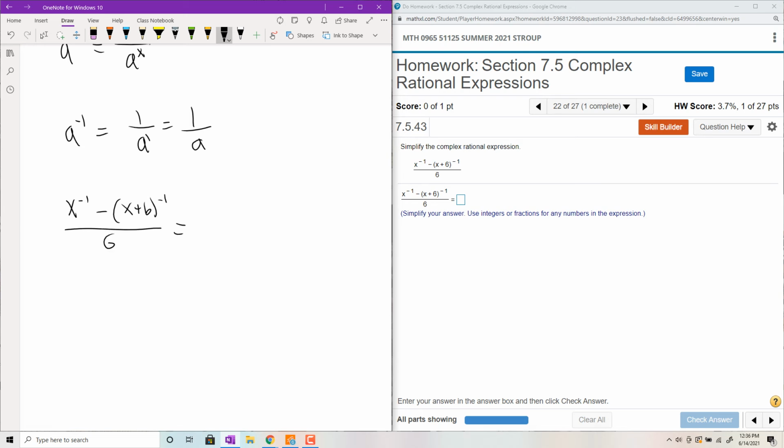Okay, so I'm going to rewrite this. The first term is the same as 1 over x to the positive 1, or 1 over x. The second term will be 1 all over, and you just take this entire binomial and plop it in the denominator. So it would be x plus 6 to the first power, but of course, we're not going to write the first power. It's not necessary. Then all over 6.